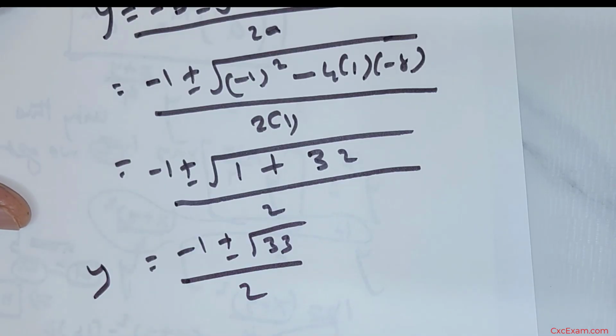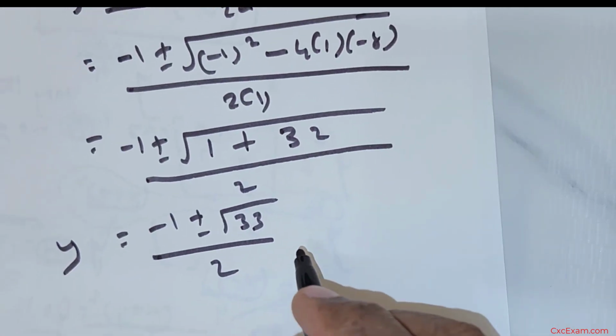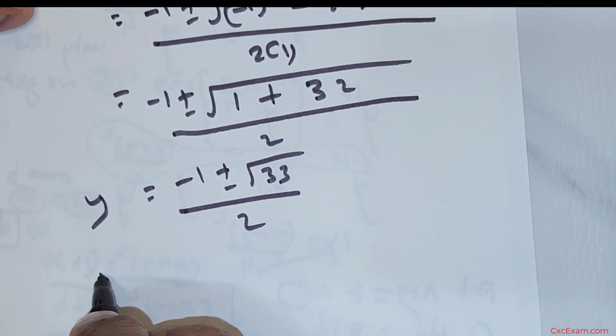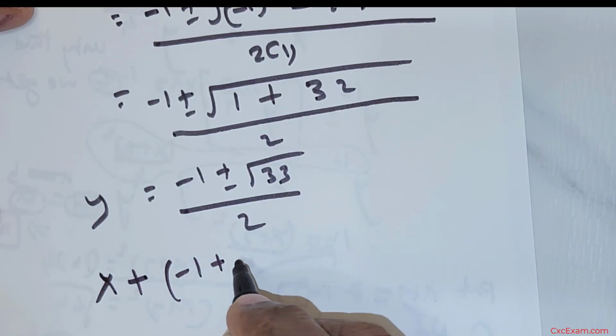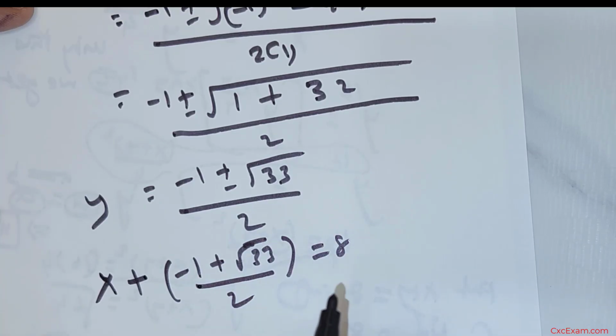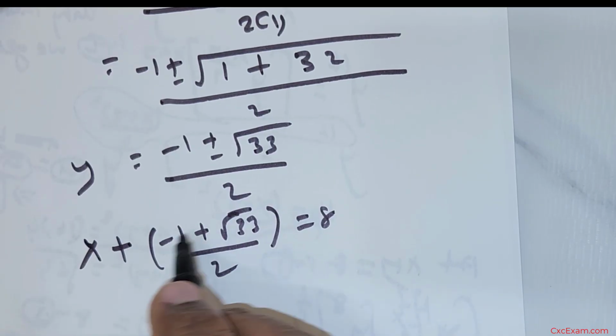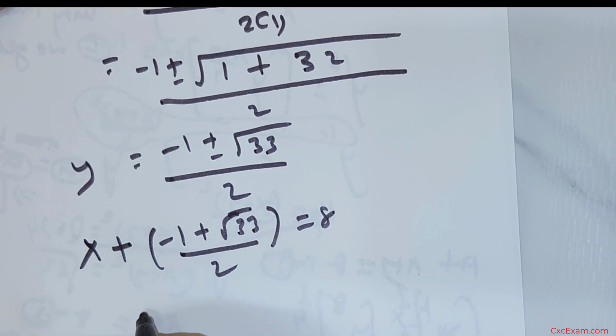So this is my y. Now this is my y, you substitute it here. Okay, so that means x + (-1 + √33)/2 = 8. That is one value. We should also replace with a negative sign. So first let's take care of this.